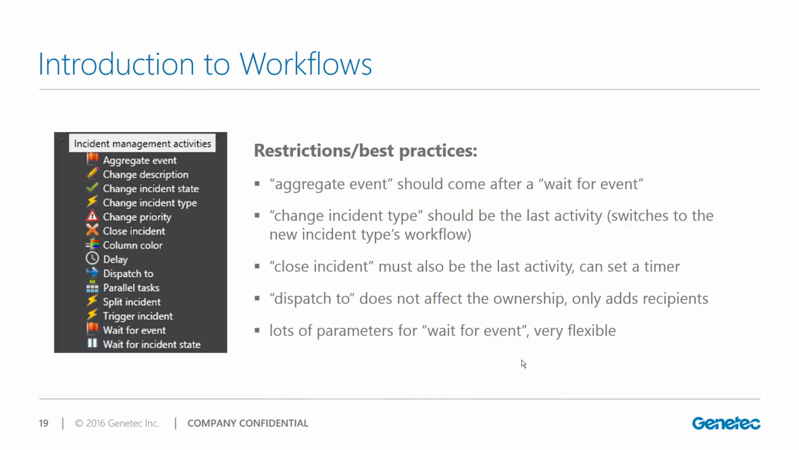The column color activity is where we can actually change the color of the columns in the list for this particular incident. So this is a good way of highlighting incidents during the workflow or changing the color to show the step in the process that we're at. We can also change it back to default, which gets rid of any color that we do have in the columns. The delay activity is basically a way to pause the workflow for the time that we specify.